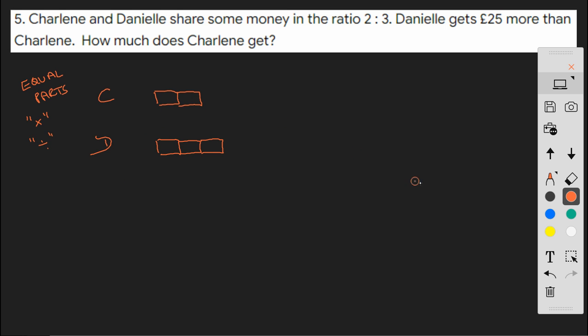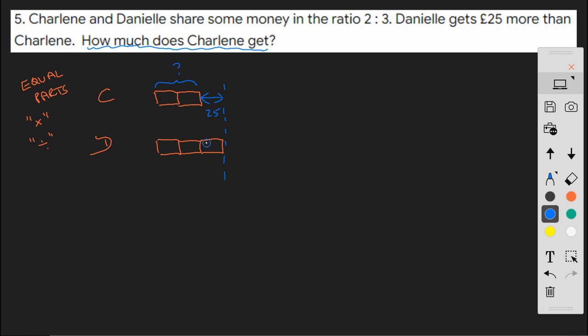Now, what we're asked, let's just see what the question is. We're asked, how much does Charlene get? So this is what we're being asked to find. So I've done my ratio 2 to 3. So Danielle gets £25 more than Charlene. So what we're told is that this gap here is 25.